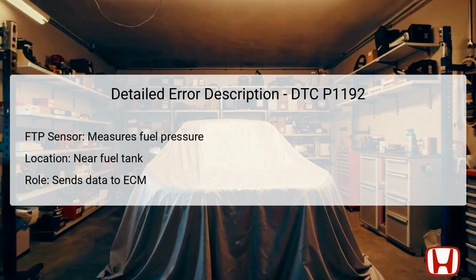A low voltage condition, as indicated by DTC P1192, restricts the ECM from receiving accurate data necessary for optimal fuel injection and combustion processes. Understanding the role and location of the FTP sensor will guide effective diagnostics and repairs. Before proceeding with troubleshooting, ensure that freeze data and onboard snapshots are recorded to provide a baseline for diagnostics.